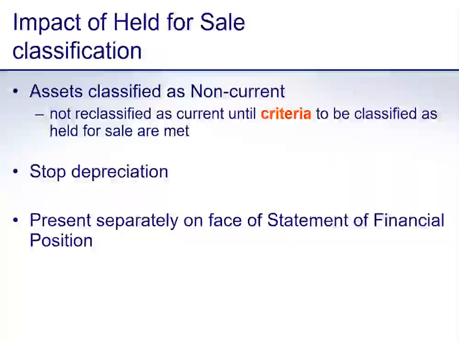Again, you also need to look at it from a depreciation point of view. If I'm looking at property, plant, and equipment, any property, plant, and equipment that I might have, I need to stop depreciating that property, plant, and equipment. Again, what I'm applying there is the lower of the carrying value of the asset and fair value less cost to sell. And I'll be required to present these items separately in my statement of financial position.